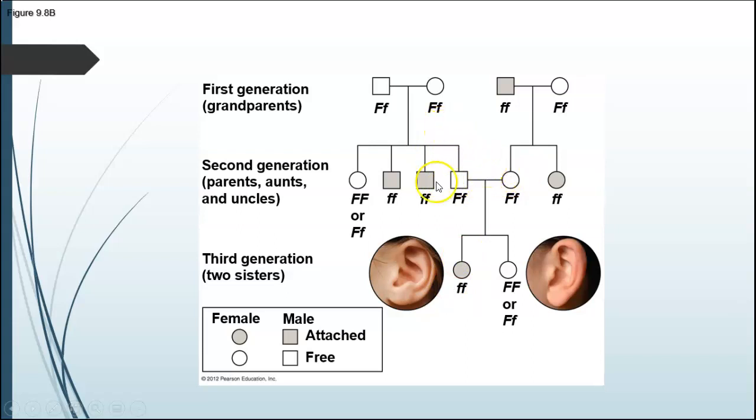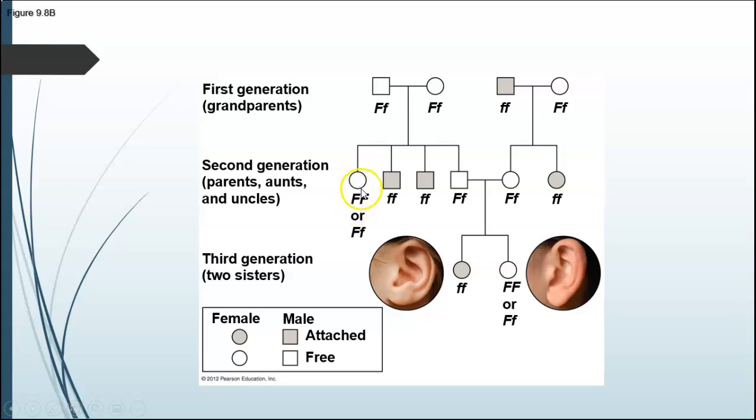So when you look back at the family, the husband in this family, the father of these two children, there were 4 children in his family. He has a sister who has free earlobes, he has 2 brothers that have attached earlobes, and then he has free earlobes. That means that both of his parents had to be heterozygous to produce children with those particular traits.